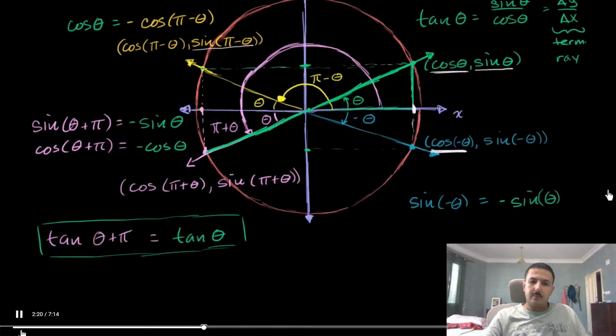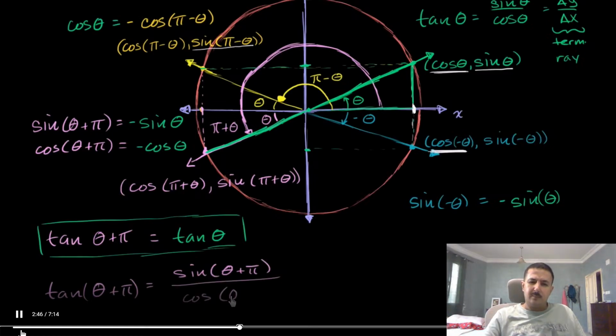Well, let's think about what the tangent of theta plus pi is in terms of sine and cosine. So the tangent of pi plus theta is equal to the sine of pi plus theta, or theta plus pi, over the cosine of theta plus pi. And in the previous video, we established that the sine of theta plus pi and the cosine of theta plus pi are both negatives, so the negatives cancel out, and we're left with sine theta over cosine theta.